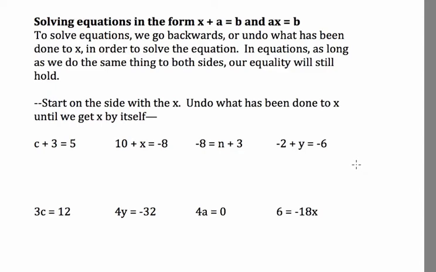First, we're going to look at solving equations that have an x with something added to them or an x with something multiplied by them. To solve these equations, we go backwards, or we undo what has been done to x in order to solve the equation. In equations, as long as we do the same thing to both sides, our equality will still hold.